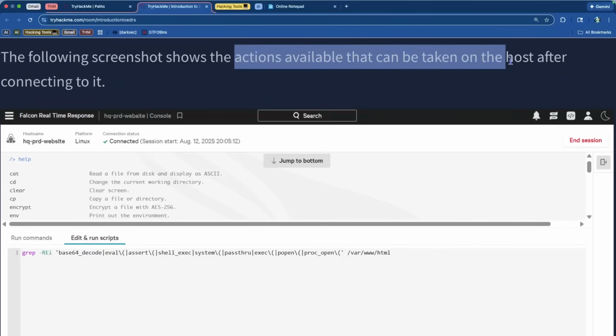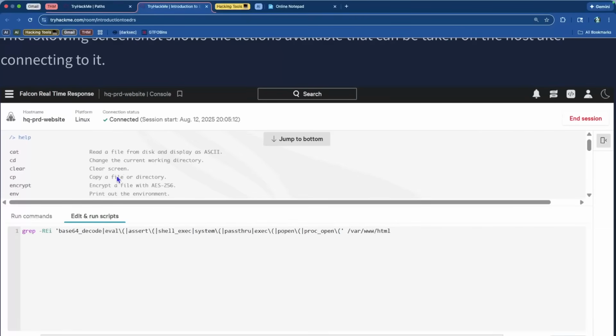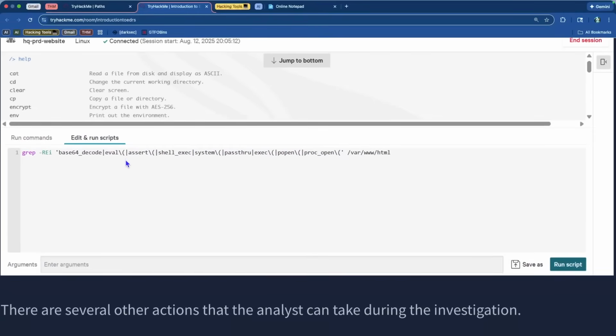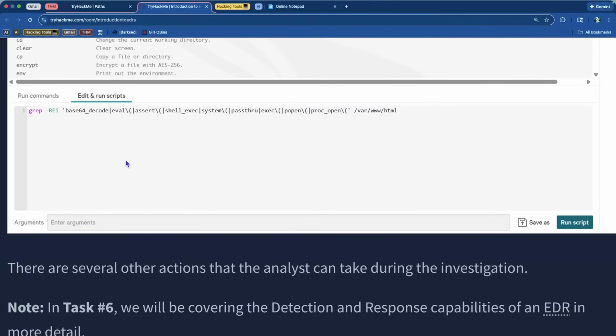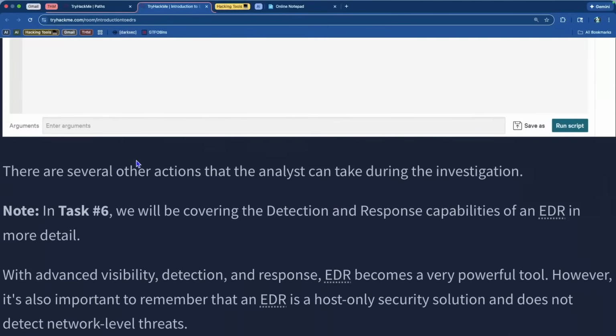So the actions available that can be taken on the host after connecting to it. Yeah, exactly. This is the stuff that you can do on Linux. I was wondering, what did cat and cd do exactly? But these are actually the list of commands that you can run on Linux. And the same thing, you can run this on Mac OS as well. So cat and cd and clear, all of these things actually work on Mac OS computers as well, because it runs on Unix and Linux runs on Unix.